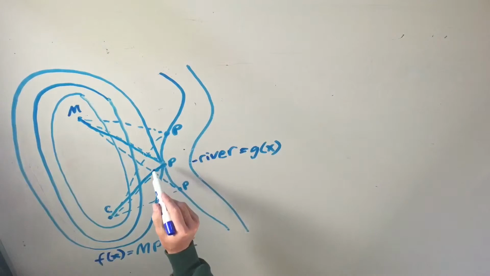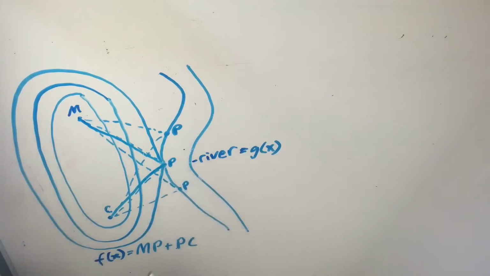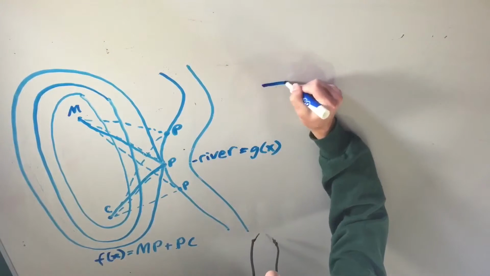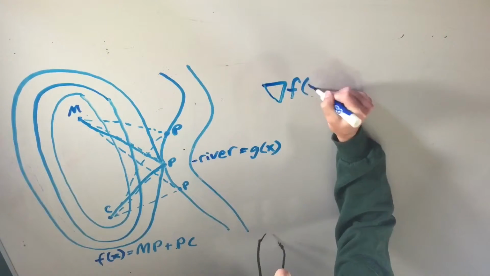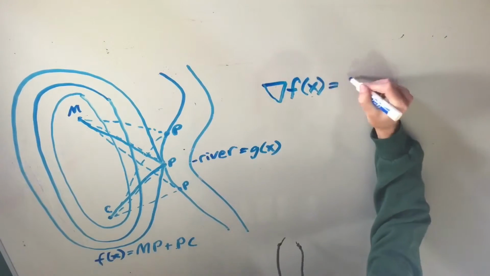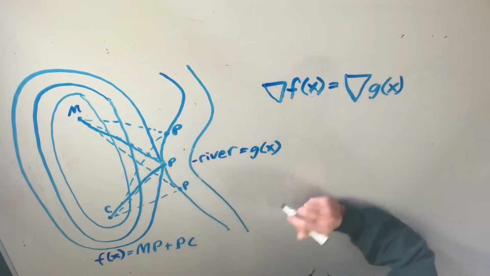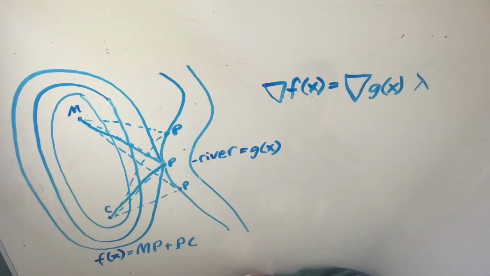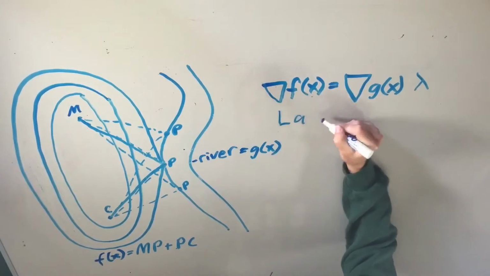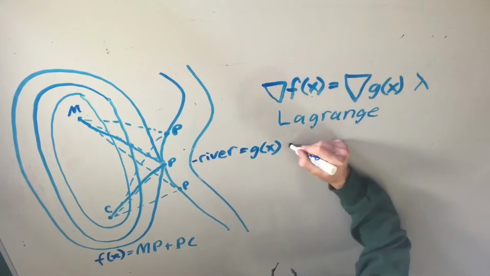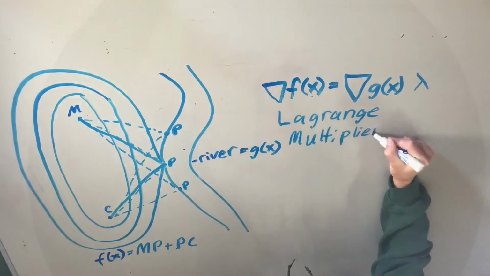And also, since this point is both tangent to the river and the ellipse, the normal vectors of f(x) and g(x) have the same direction, which means that the gradient vector of f(x) is equal to the gradient vector of g(x) times some unknown number, which is called lambda. And that is the basis behind Lagrange multipliers.